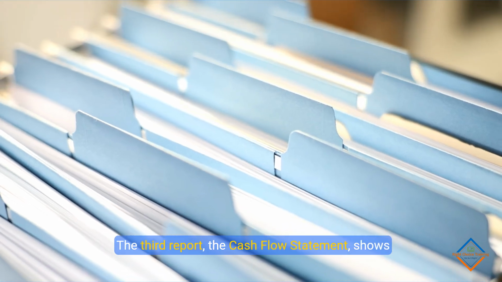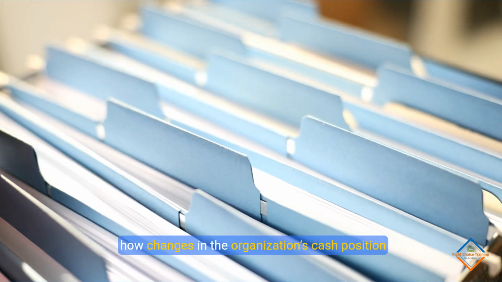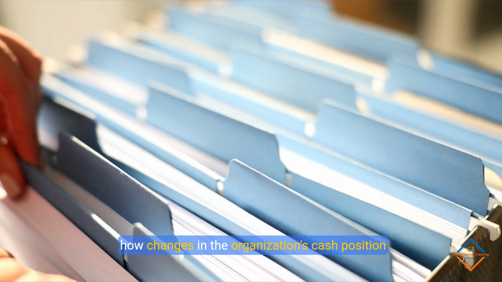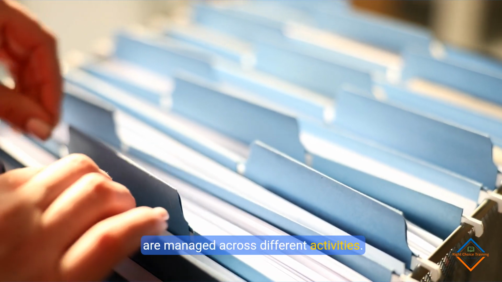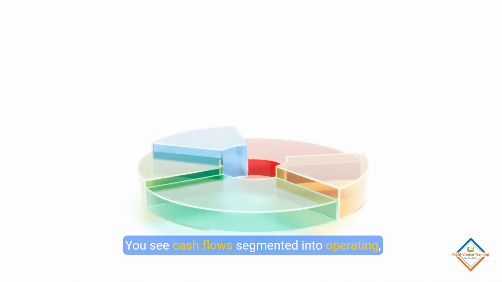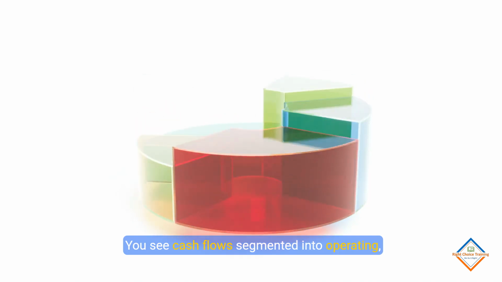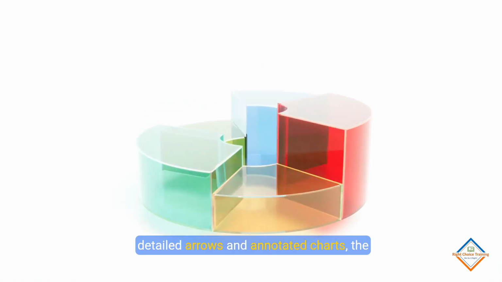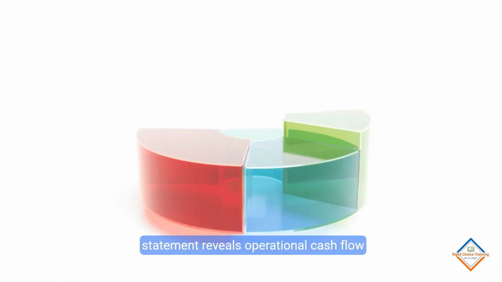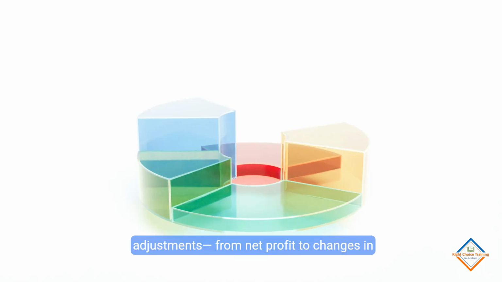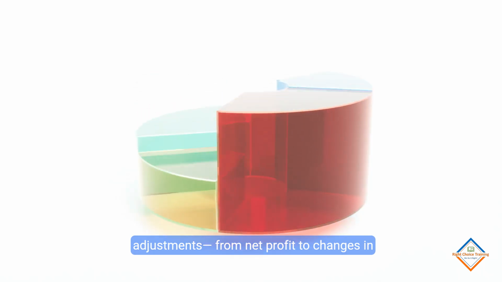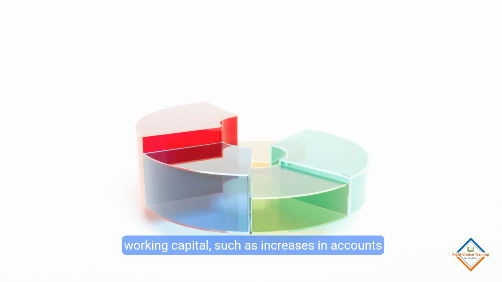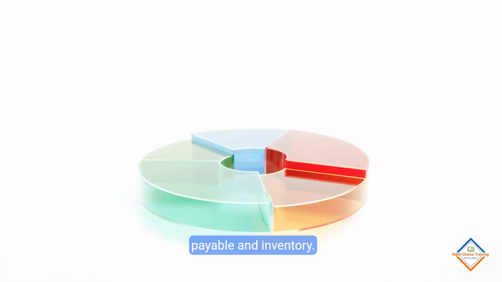The third report, the cash flow statement, shows how changes in the organization's cash position are managed across different activities. You see cash flows segmented into operating, investing, and financing activities. Through detailed arrows and annotated charts, the statement reveals operational cash flow adjustments, from net profit to changes in working capital, such as increases in accounts payable and inventory.